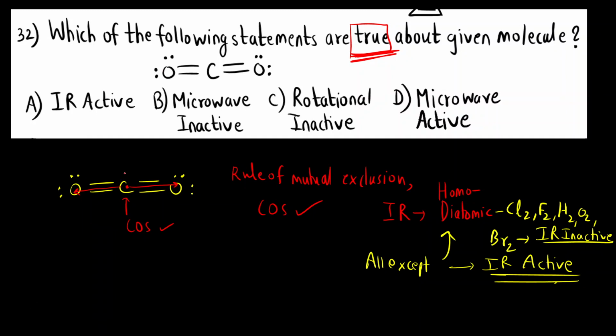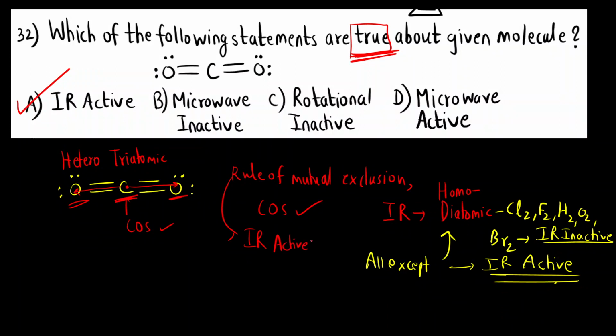So CO2, is this a homodiatomic molecule? No. It is a triatomic molecule, a heterotriatomic molecule. One carbon atom and two oxygen atoms are present. So is it IR active? Yes. And what does the rule of mutual exclusion principle say?